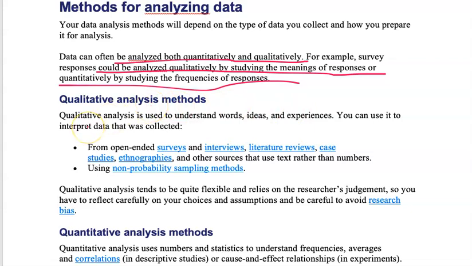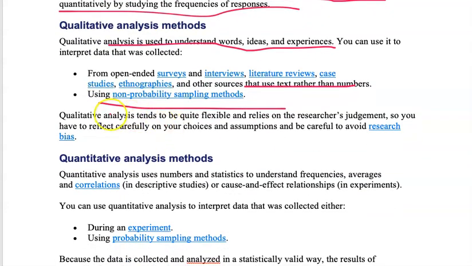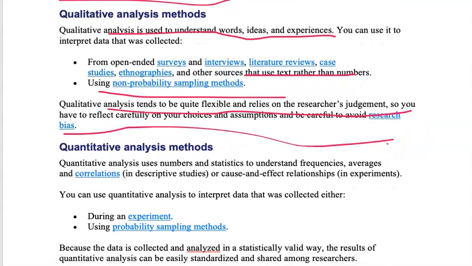Qualitative analysis methods are based on understanding words, ideas and experiences. From open-ended surveys, interviews, literature review, case study, ethnographic, and non-probability sampling methods, we can analyze the qualitative data. Qualitative analysis tends to be quite flexible and relies on the researcher's judgment. You have to reflect carefully on the choices and assumptions that you make so that you can avoid research bias, which is very important in doing qualitative research.